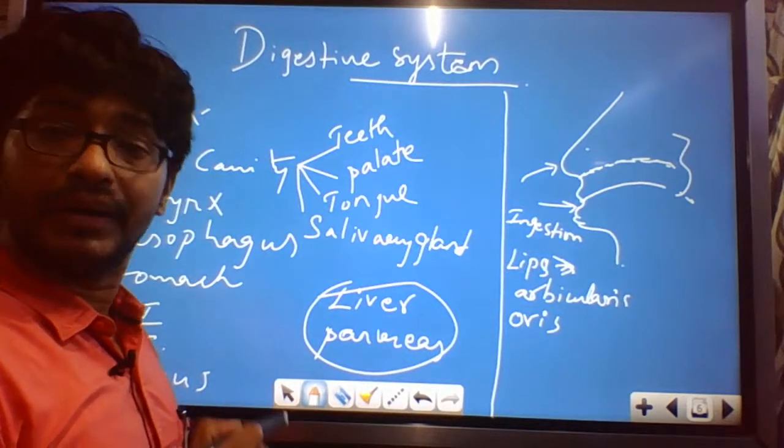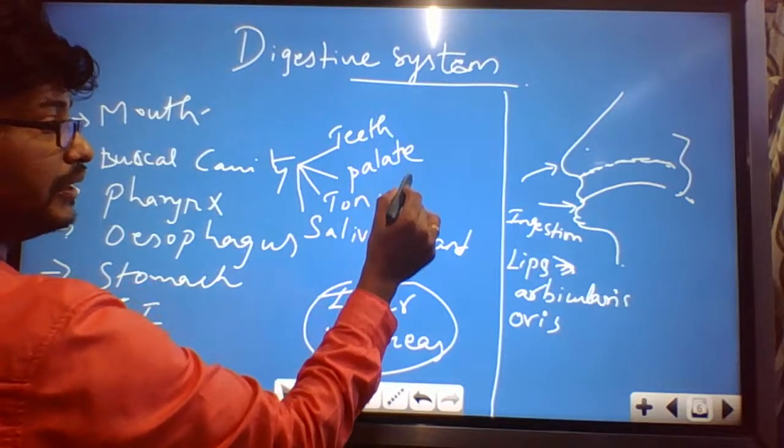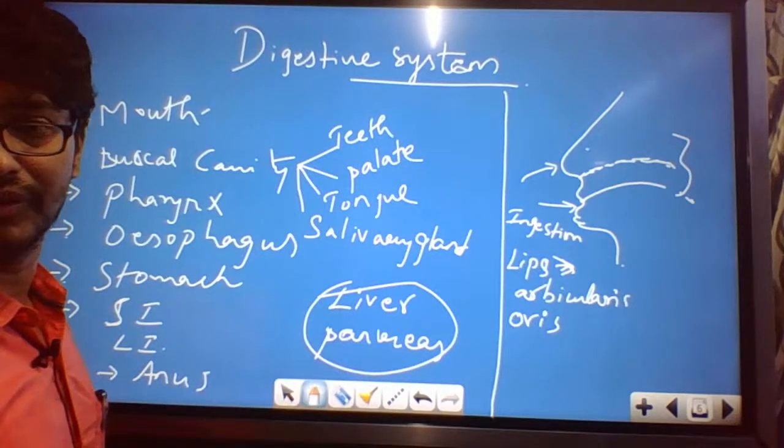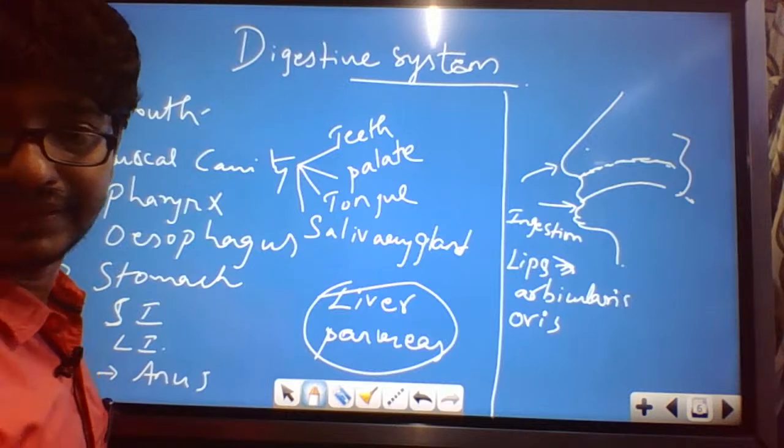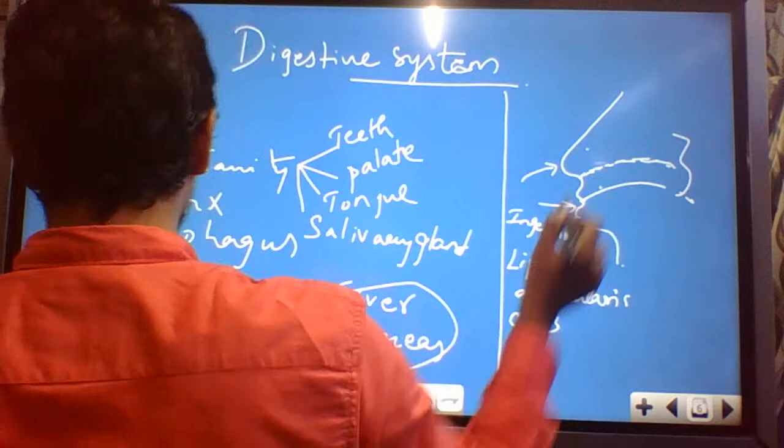Now we'll start with the buccal cavity. In the buccal cavity we will see the teeth, the palate, the tongue, and we also discussed the salivary amylase. Right? So when we talk about the buccal cavity, we start with the palate.